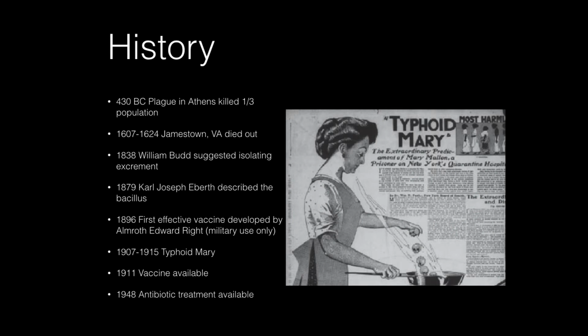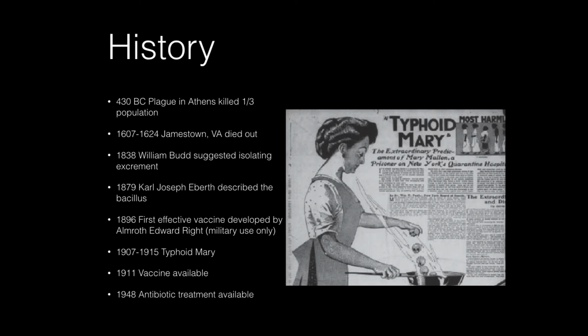Typhoid has been around for a very long time and has killed many people throughout history. This continues to a lesser extent today. Some historians believe that typhoid was responsible for a plague in Athens, which killed 1/3 of the population. Historians also believe that the settlement at Jamestown, Virginia was wiped out due to typhoid.